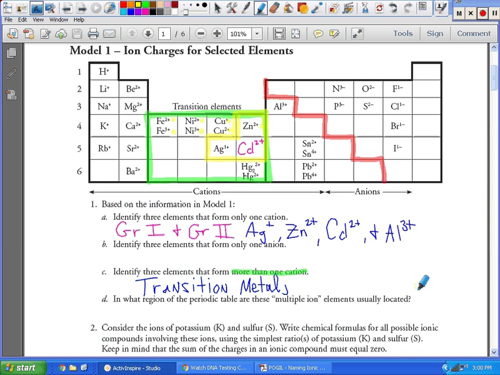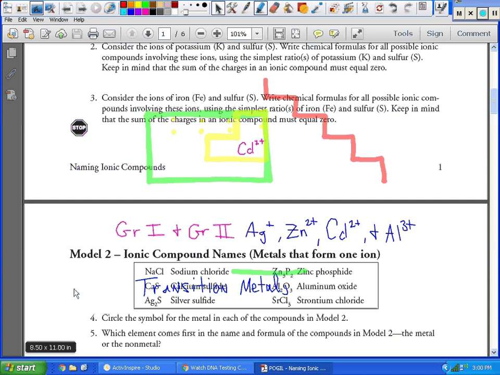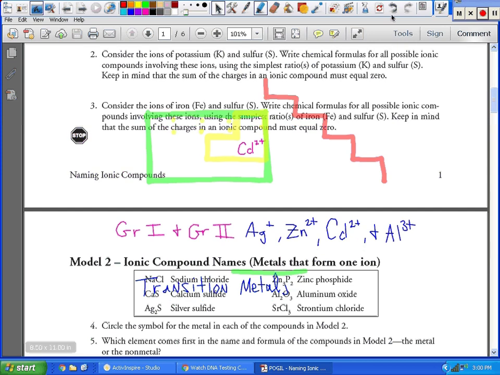Go ahead, Gage. Okay. Again, the same answer as before, transition metals. All right, so let's look at this. And this is where I'm going to start teaching you how to do naming compounds. I've got 15 minutes left, and I guarantee you by 3:10 you'll know how to do it. I promise by 3:10. So question 2.